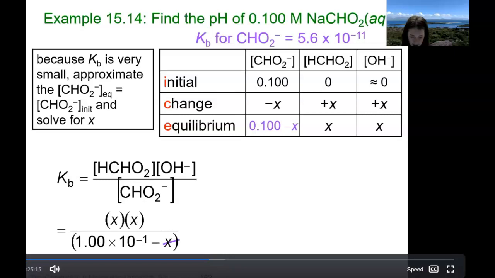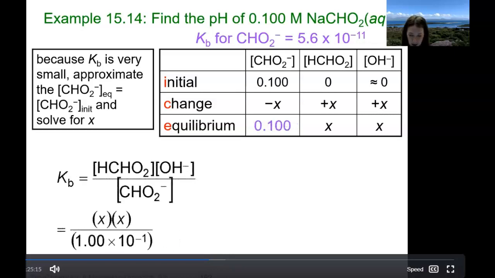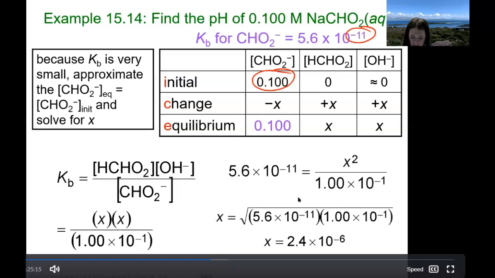So this is what I just did. I assumed X was small. Now, is my X is small going to work? Oh yeah, for sure. Definitely going to work. I have no doubts on that. Negative 11 and negative 1 is definitely going to work. Okay, so we solve this and we get X is 2.4 times 10 to the negative 6.